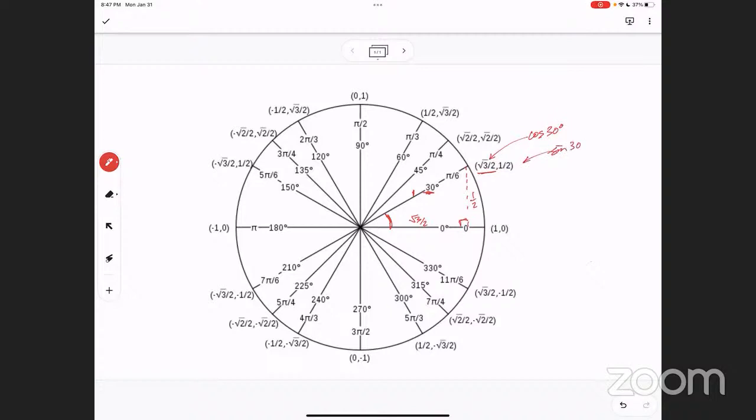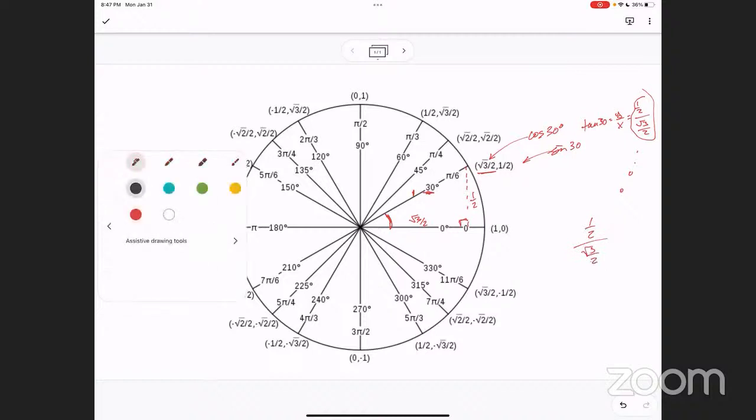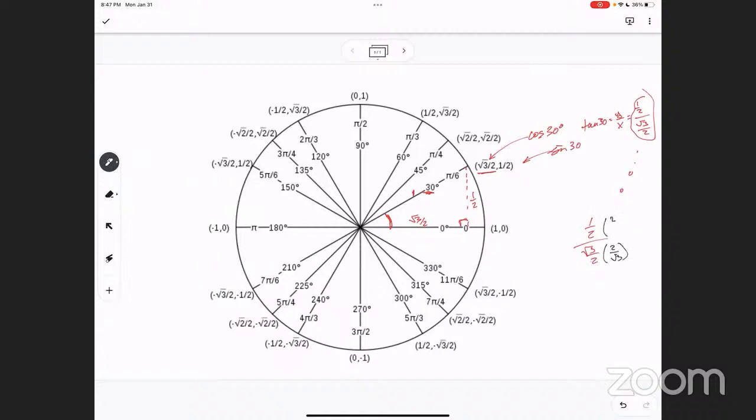To find your tangent of 30, the tangent is the sine over the cosine. So the tangent is your y over your x, which is 1/2 divided by √3/2. Now, how do you do this problem? A lot of people don't remember because of COVID probably. So it's 1/2 over √3/2. What I do is I basically multiply this by 2 over √3, 2 over √3. That's essentially what you're doing.